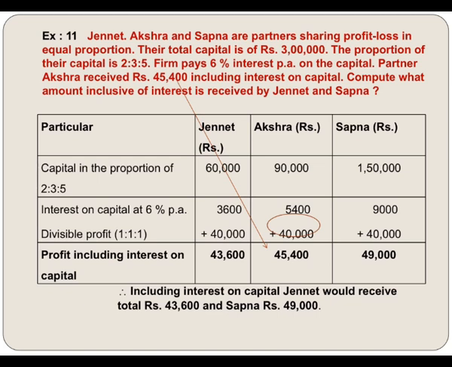So we make a step like this. If Akshara's divisible profit at a ratio of 2 is 40,000, we put a step like this, 2:40,000. So for Janet, 3 is to how much? So it is 60,000. And in case of Sapna, again we make a step like this, 2:40,000, 1 is to how much? So it is 20,000. So if the profit and loss ratio is given, then we have to distribute the divisible profit accordingly. If it is not given, it is equal proportion, so 40:40:40 in Janet's and Sapna's case also. So the total amount received by Janet and Sapna is 43,600 and 49,000.